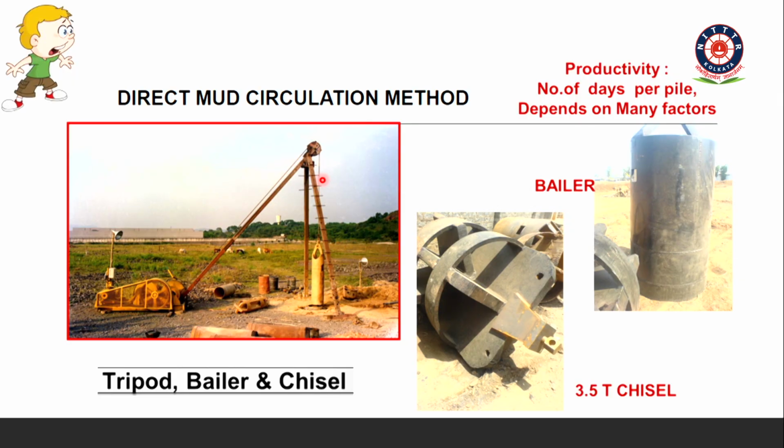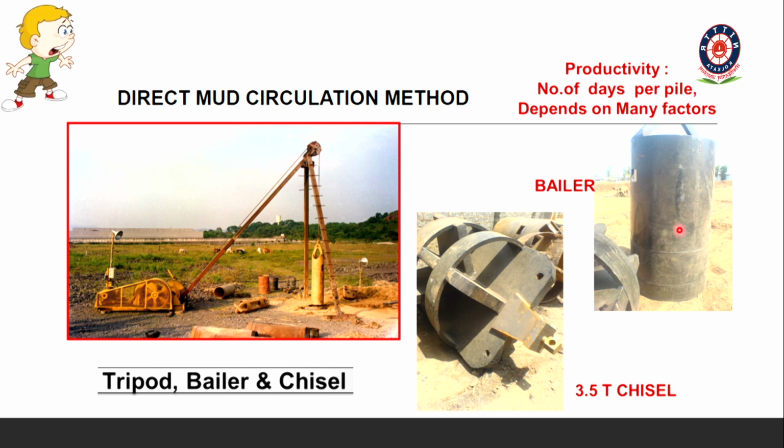Now we are trying to understand the pile installation method. Mainly, what we are going to understand now is the direct mud circulation method. We also call it the DMC method. See, in this process we are using mainly three things: this is the tripod machine, this is the baler, and this is the chisel.